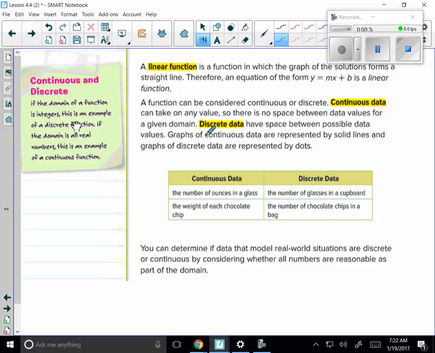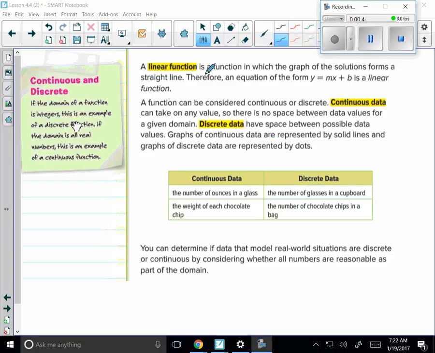Now here we have some vocabulary. Linear function is not brand new, but two other ones are. It says a linear function is a function in which the graph of a solution forms a straight line. That should not be new. Remember, linear means straight. Therefore, an equation in the form of y equals mx plus b is a linear function. So if you have an equation that looks like this, y equals mx plus b, or even if the b is not there and it's just y equals mx, that is linear.